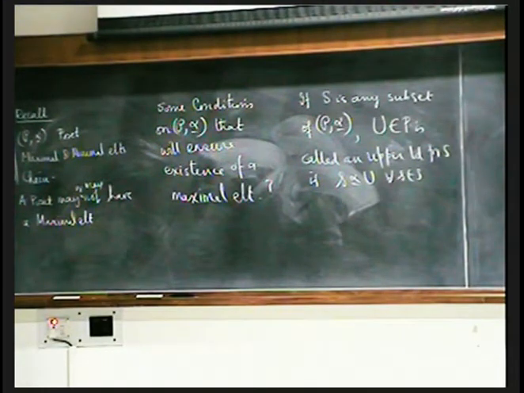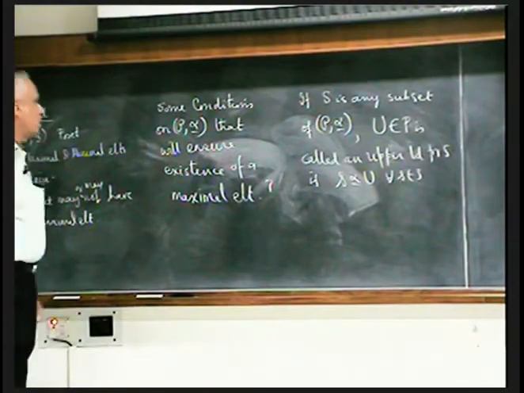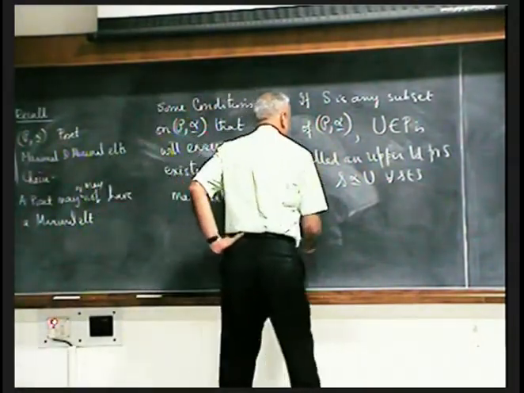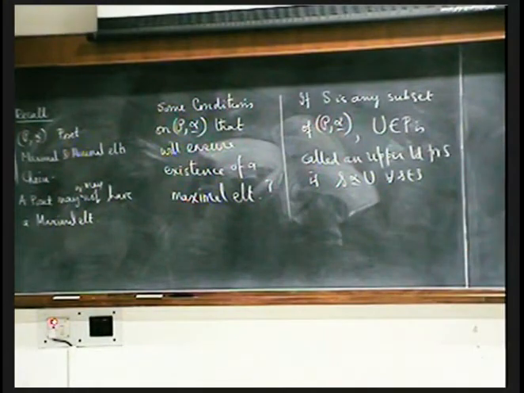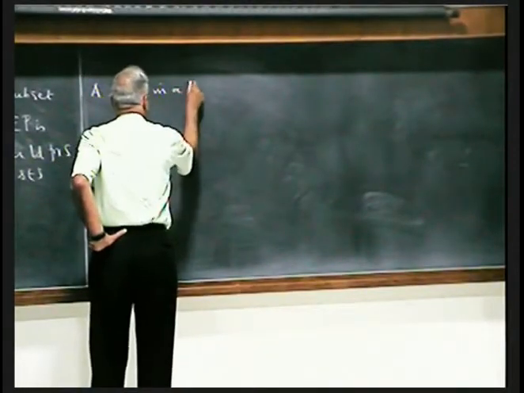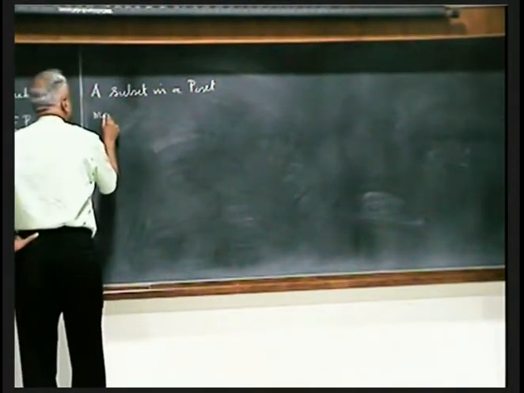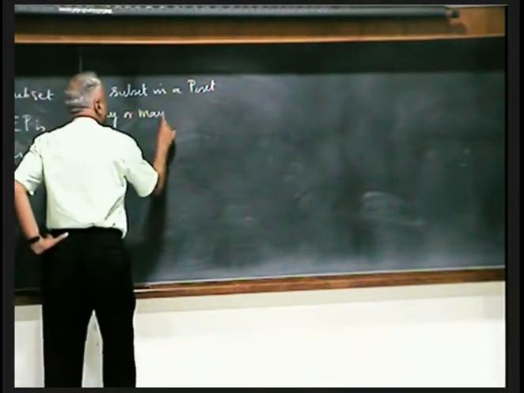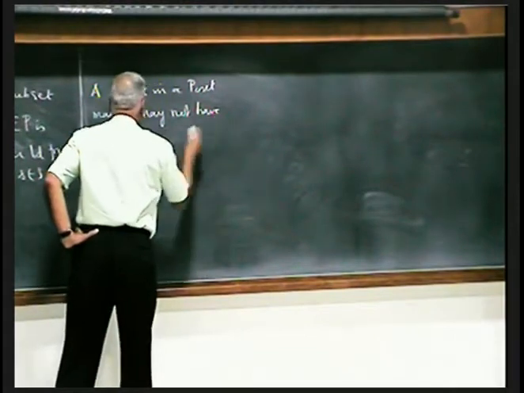Common sense says if U is an upper bound, anything greater than it will also be an upper bound. That is, if U1 is such that U is related to U1, then U1 will also be an upper bound. No problem. But however, again, a subset in a poset may or may not have an upper bound.